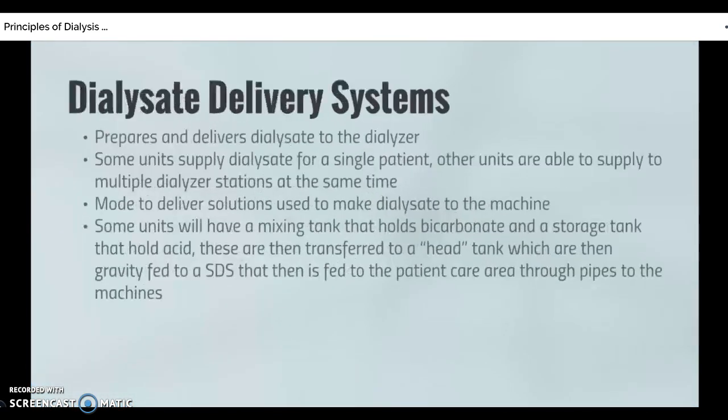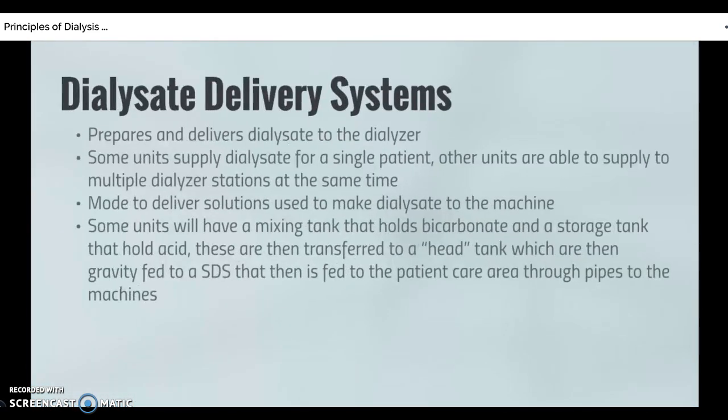Okay, next we're going to be talking about the dialysate delivery systems, which again, review, meaning that they're important to know about. So it's going to prepare and deliver dialysate to the dialyzer. Some units, like you learned about, is going to be for a single patient, and others will be for multiple different stations at one time.